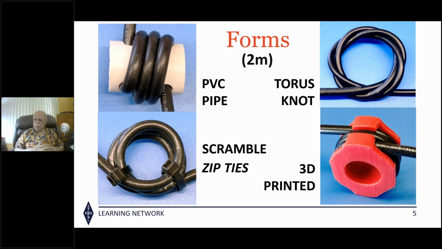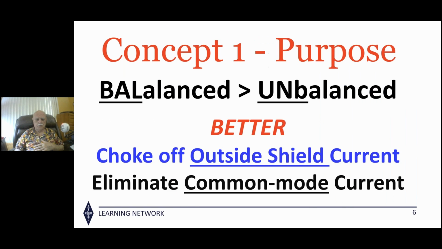By the way, if you've got a printer or know somebody that does, and you'd like to have the STL file so that you can print one of these yourself, this 2-meter one or the 6-meter one, just send me an email. I'll be glad to send you the STL file. So those are the forms that we typically see ugly baluns or coiled coax baluns made in.